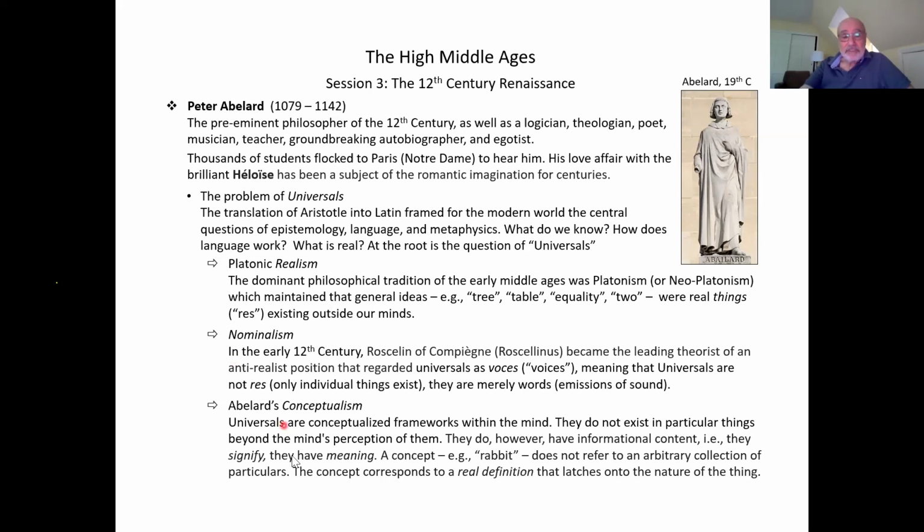And this becomes one of the great launching points for medieval philosophy. Everybody weighs in on this: Thomas Aquinas, William of Ockham, Duns Scotus, the great Scottish philosopher.